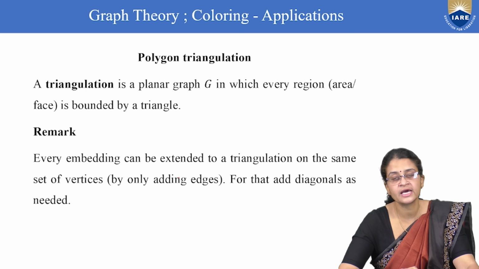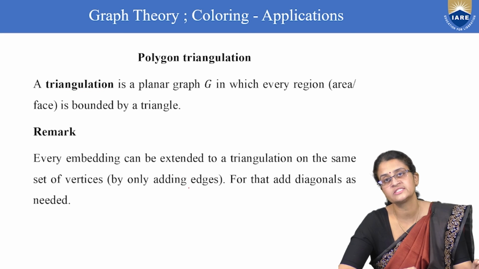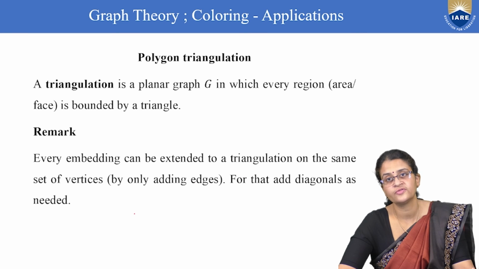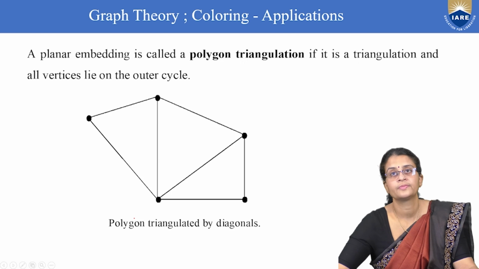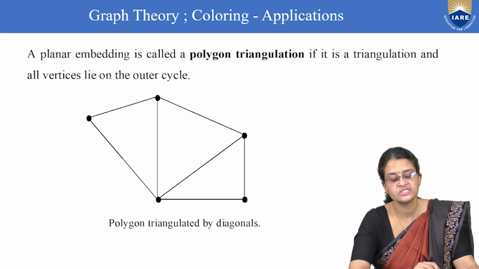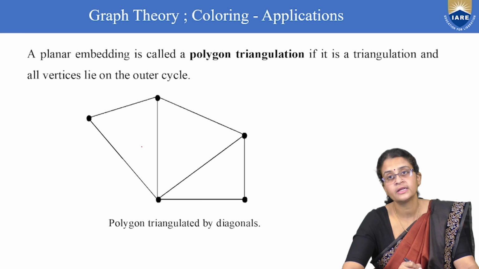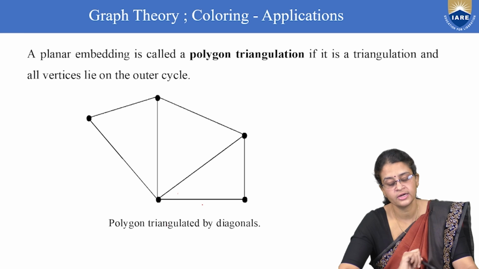Remark: every planar embedding can be extended to a triangulation on the same set of vertices. How? We need to add only edges. Consider this planar graph. This is an embedding, and a polygon triangulation obtained by diagonals.